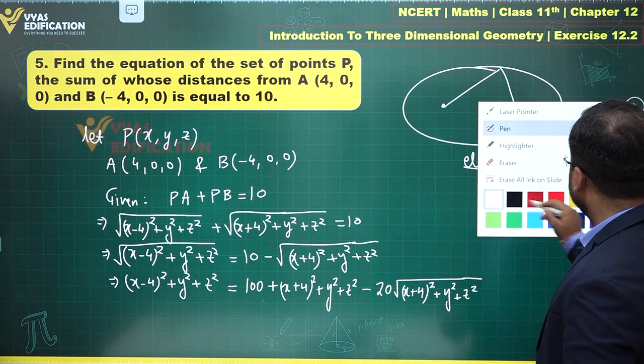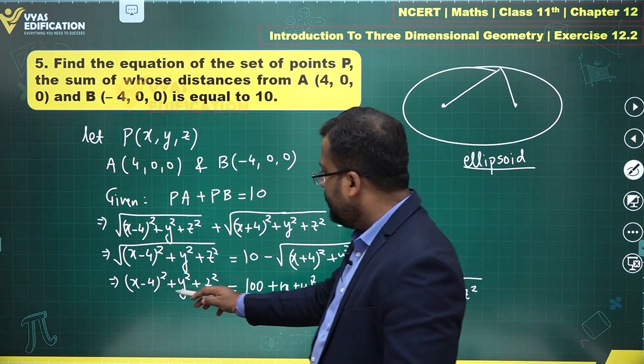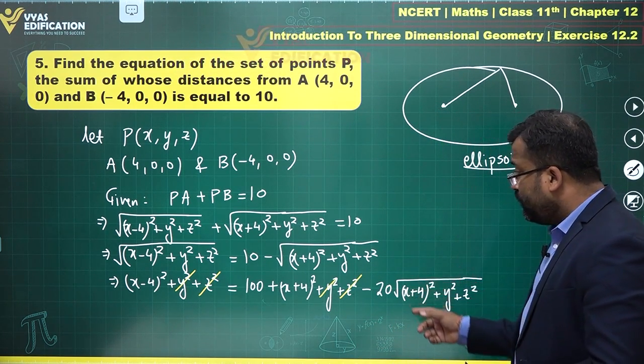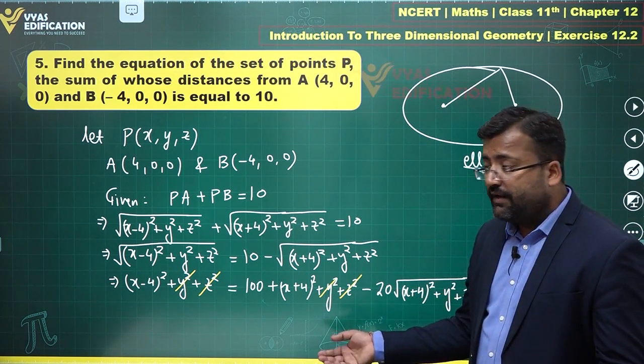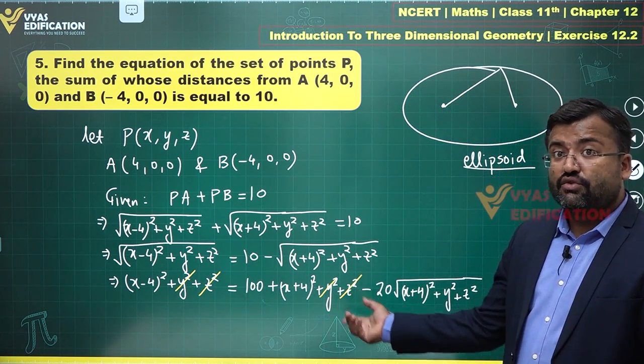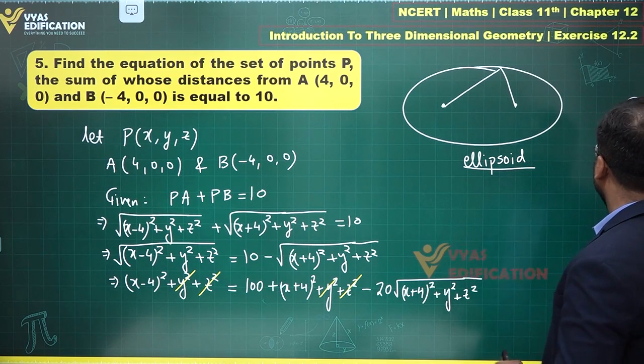And can we cancel certain terms? Yes, we can cancel certain terms. We see y square, we see z square, we see y square, we see z square, we can cancel that. Oh, there's another root remaining. So what we'll do is we'll square again, right? But first let's take everything else on the other side so that we get rid of this root easily.